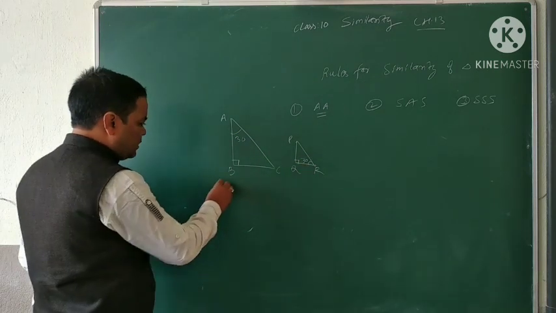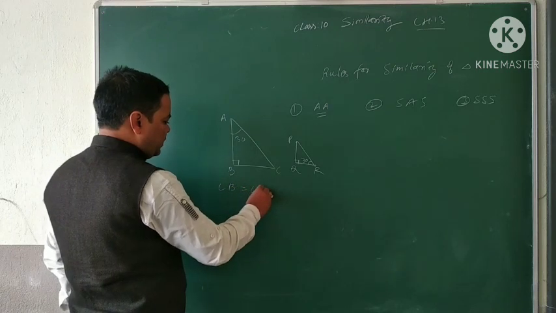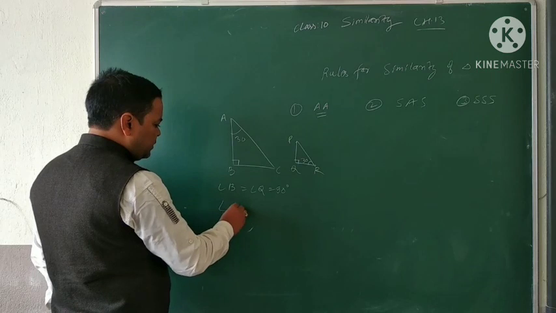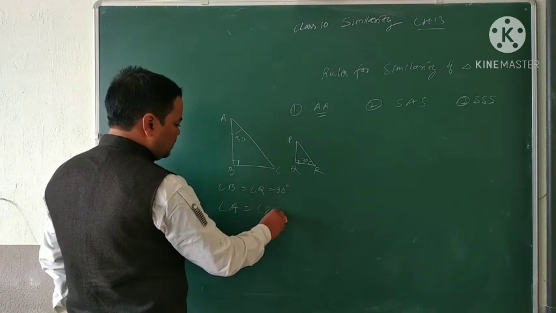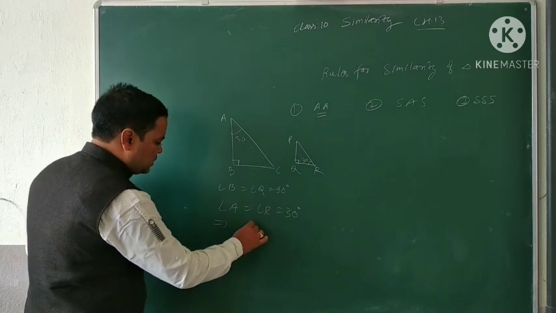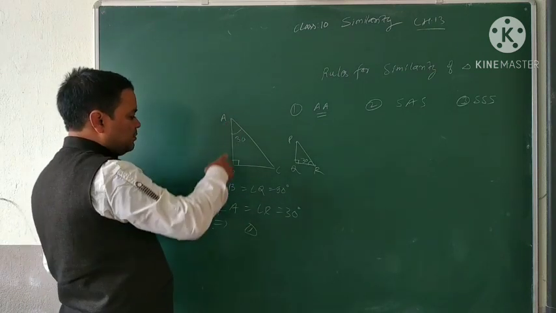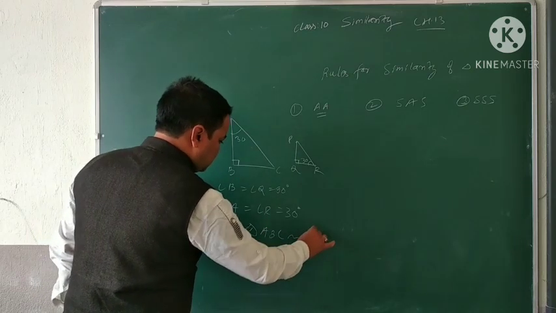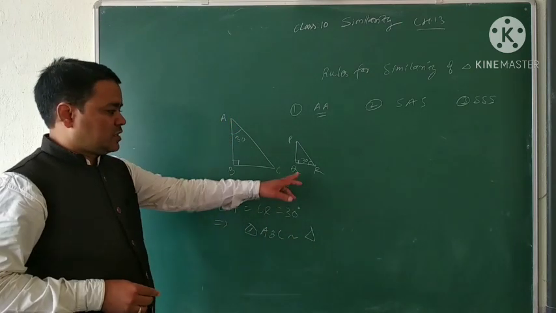Okay, here we find that angle B is equal to angle Q is equal to 90 degree, and angle A is equal to angle R is equal to 30 degree. So this implies that triangle ABC is similar to triangle. Now from where we should start this?